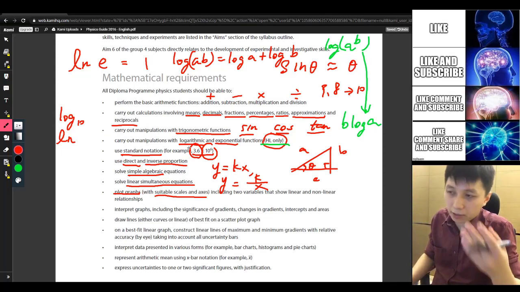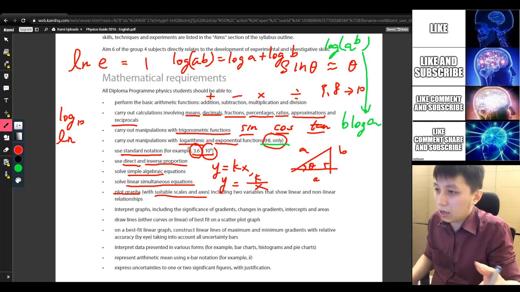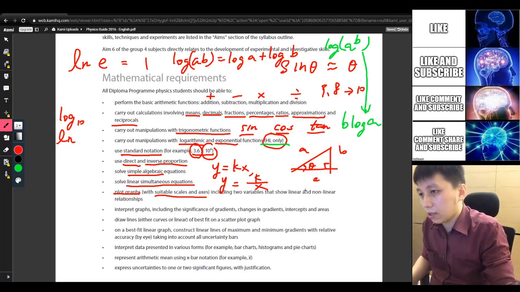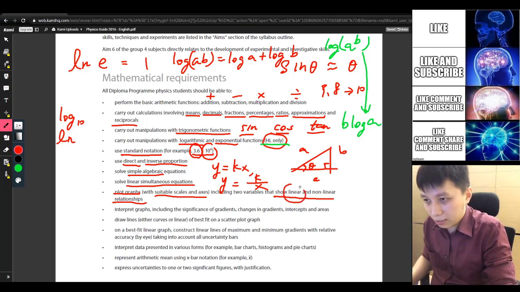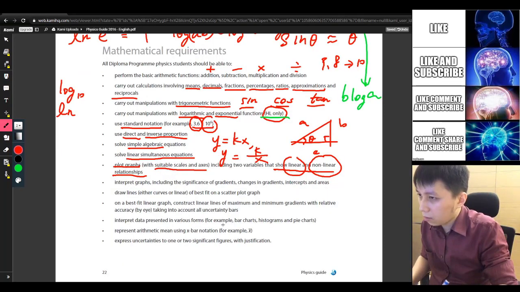Okay, plotting graphs with suitable scale and axis. So if you have been to, say, IGCSE, I'm sure that you know how to do it, including two variables that show linear or non-linear relationship. So again, it could be linear, which is a straight line, or non-linear, that means it could be a curve.